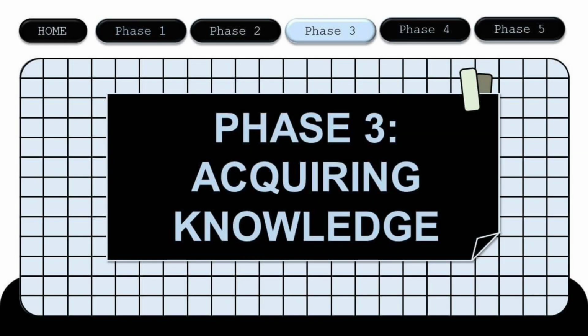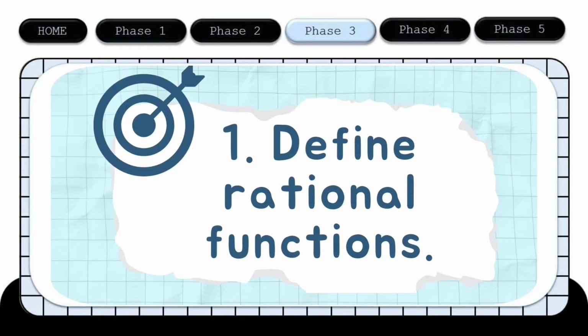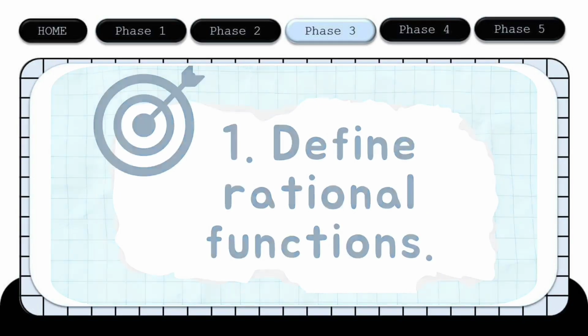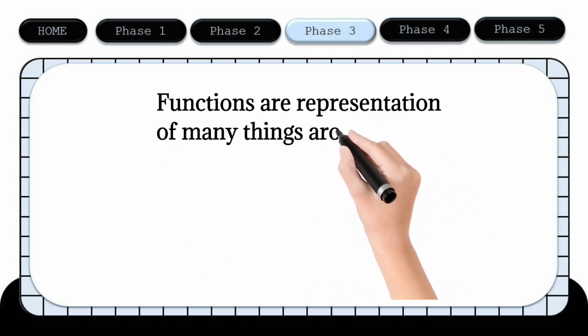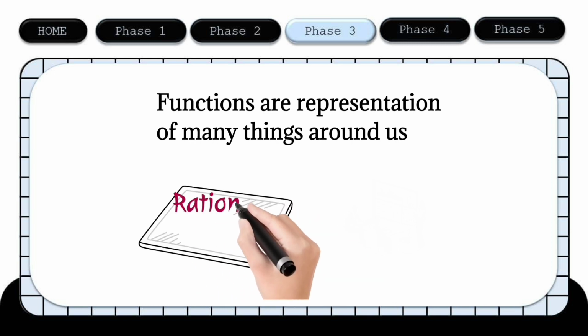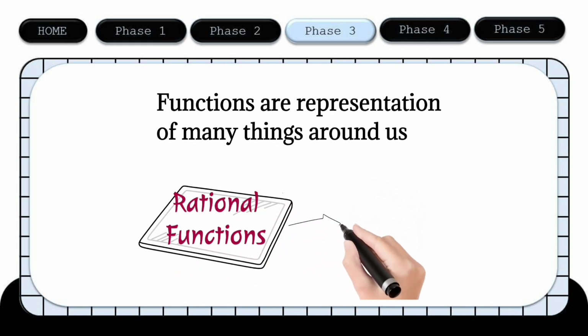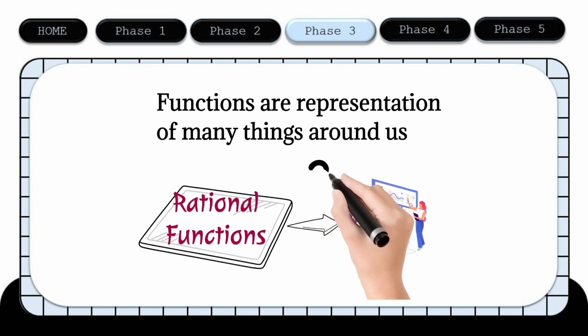So for our phase number 3, acquiring knowledge. First, we are going to define rational function. Previously, we have learned that functions are representations of many things around us. Now, we'll talk about a specific kind of function, the rational function. Paano po ba natin gagamitin ang rational function para mag-represent ng isang sitwasyon o phenomena?